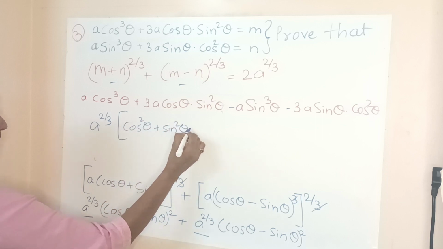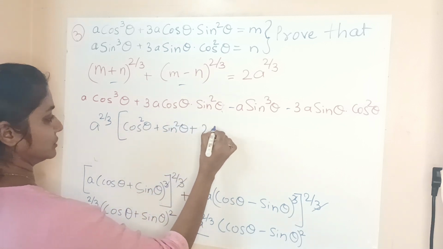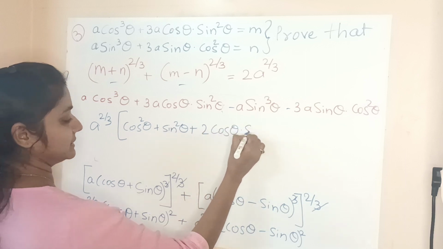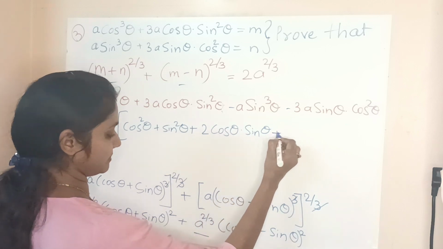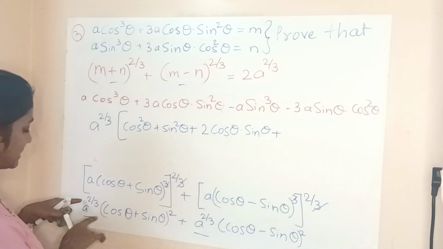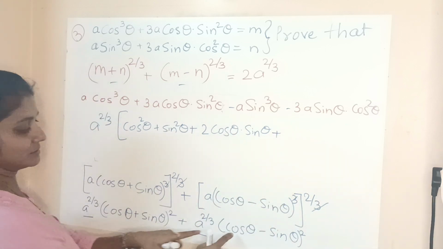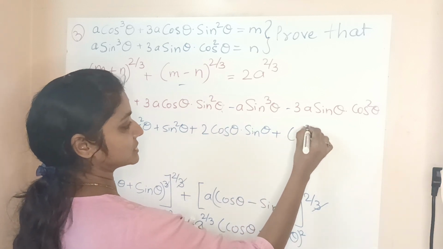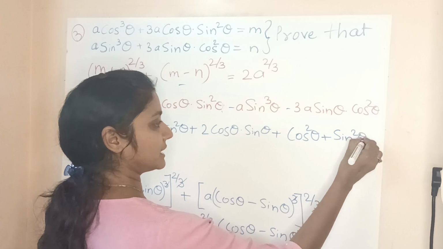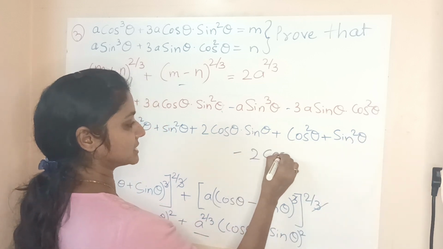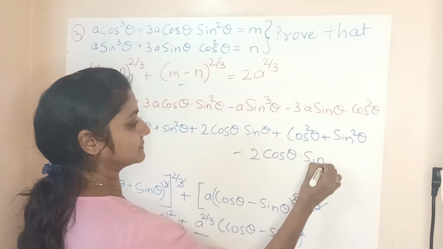I am opening the bracket. Plus 2 cos theta into sine theta. Now in between plus is there, so I just put a plus mark. A to the power 2 by 3 is already taken outside. So I am just supposed to attend this: cos square theta plus sine square theta. Open the next bracket: minus 2 cos theta into sine theta.